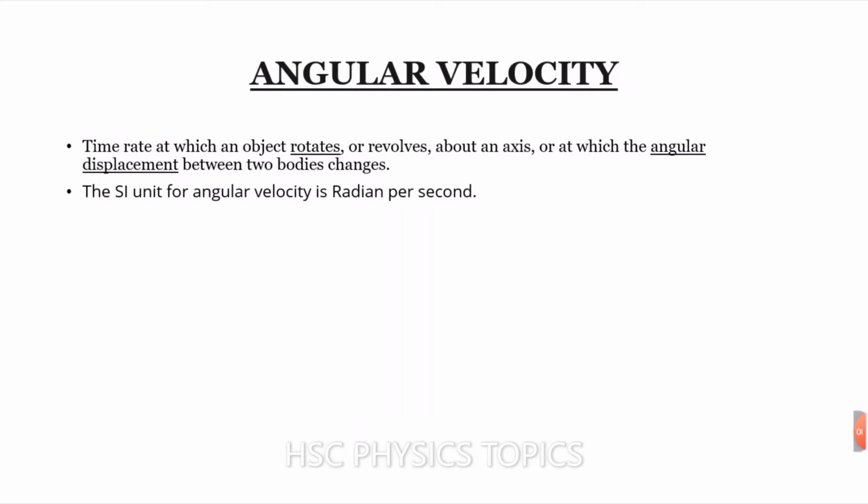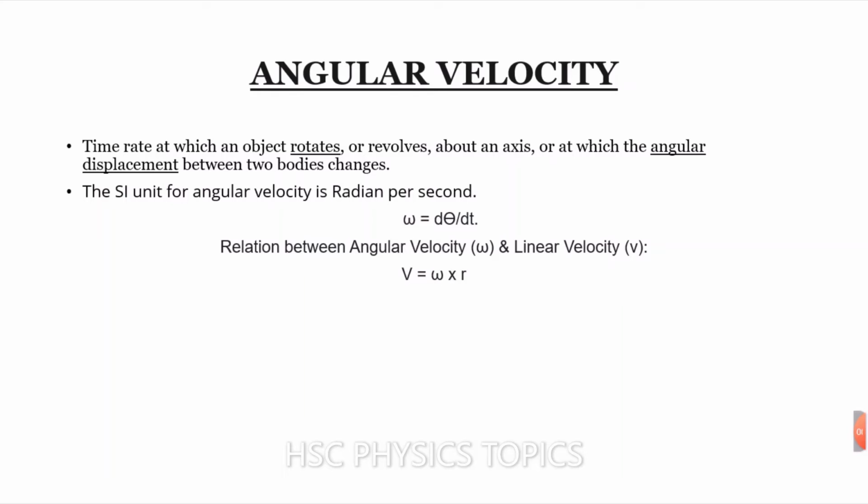Let's talk about the formula for this. The angular velocity is denoted by omega, so omega is equal to d theta by dt. Let's talk about the next topic, which is the relation between angular velocity and linear velocity. The linear velocity v is equal to omega into r. All of this we have taken in scalar form.